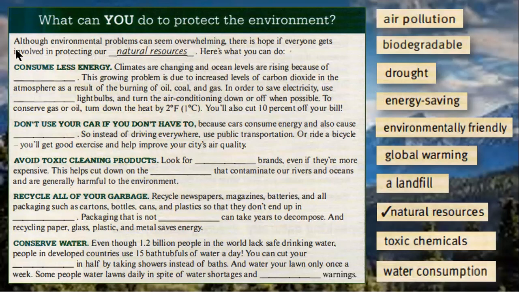Now, we're going to start with Leslie, all environmental problems, okay? Then we continue with Eduardo, consume less energy. Then Vanessa, don't use your car. Then we have Arthur, avoid toxic cleaning products. And then we go back to Leslie, and then we finish with Eduardo. I think. Yes, everybody? Instructions clear? Yes, teacher. Okay. Yes, everybody's here. Okay, guys.